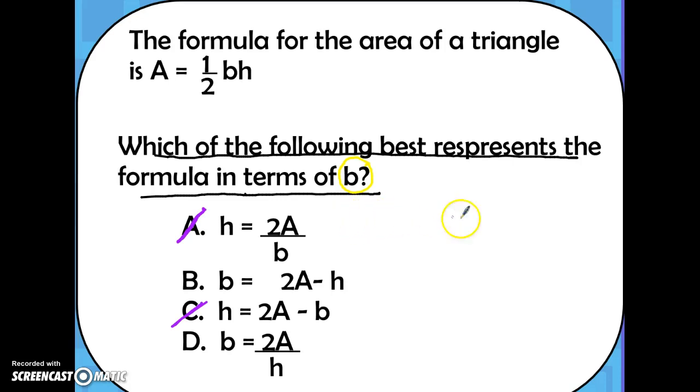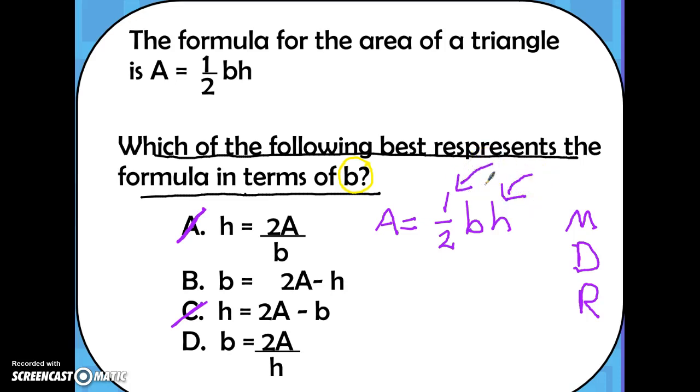Now we have to use our strategy, which is move, divide, and reduce to get the B by itself. So we're going to write the equation A equals 1/2 BH. We're going to move whatever is on the same side as B. We're trying to get the B by itself, so we need to get rid of H, and we need to get rid of 1/2. However, if I don't see a plus or minus sign, I get to skip that step. So the next step is to divide. The easiest thing to do is to get rid of the 1/2 first by dividing.